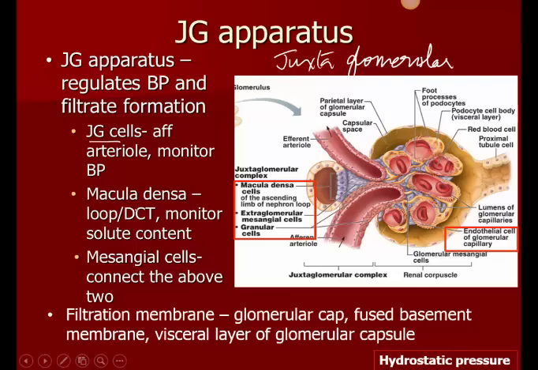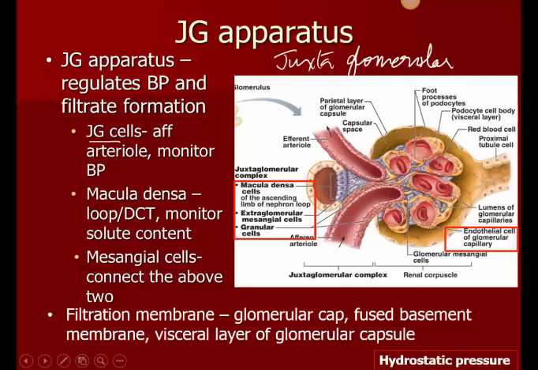The macula densa cells are part of the ascending limb of the loop of Henle and the early part of the distal convoluted tubule, and filtrate passes through this. So they sense the solute content in the filtrate. The two together are known as the JG apparatus. So you can see therefore how they regulate blood pressure and filtrate formation.